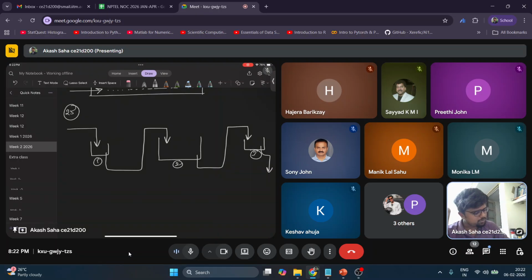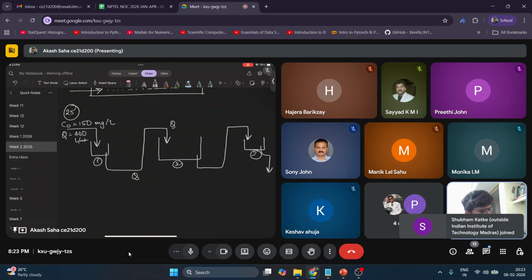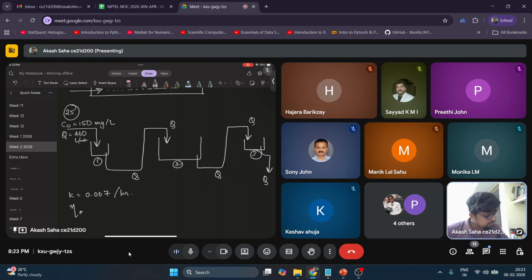Now they are saying that the initial concentration coming in, C naught, is 150 milligram per liter, and the discharge Q is around 400 liter per minute. The same Q will be followed everywhere. There will be no change in Q. The same Q will be going through each of the reactors. And the reaction rate constant is 0.007 per hour, and the overall efficiency is 80%.